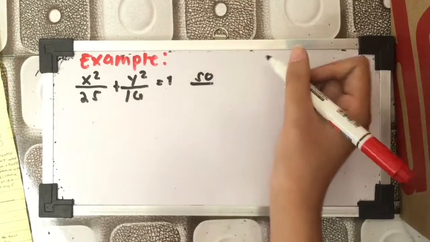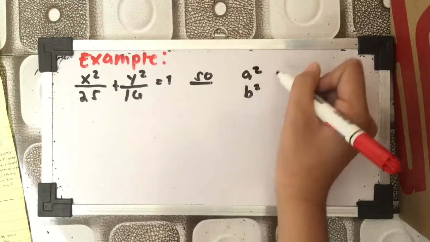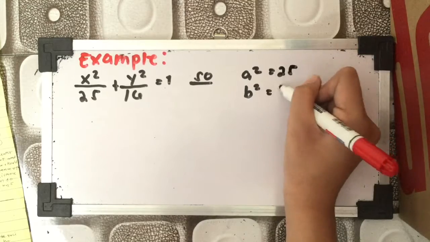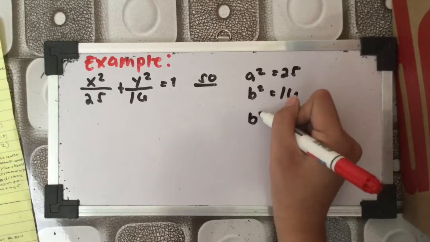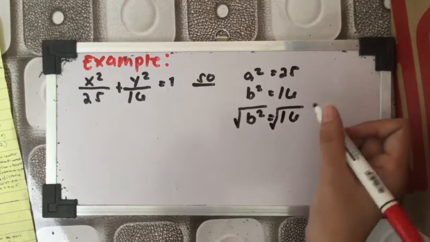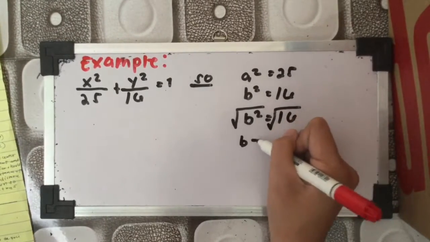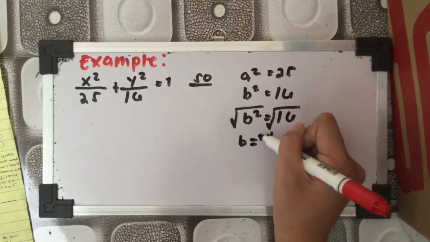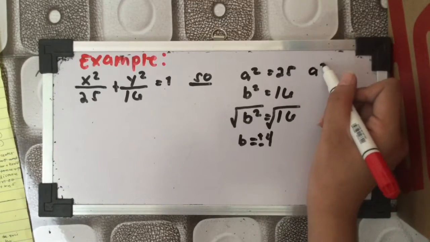This is the given equation. So, a squared is equal to 25, while b squared is equal to 16. If you take the square root of b squared, the answer would be 4. And if you take the square root of a squared, the answer would be 5.